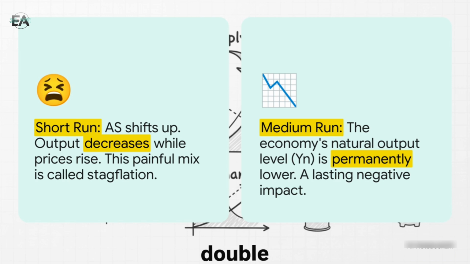This one is a real double whammy. It drives up costs for pretty much every business, which gives us that dreaded thing called stagflation, a nasty combination of a stagnant, shrinking economy and rising prices. And what's worse, this kind of shock can actually damage the economy's productive capacity for good, leaving us all a little bit poorer in the long run.